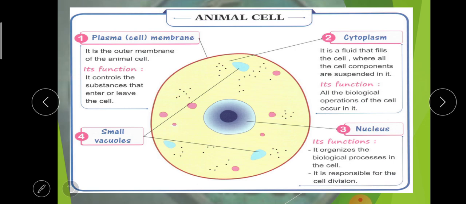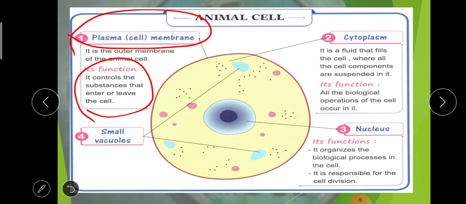So the first part in the animal cell is the plasma or cell membrane. It is the outer membrane of the animal cell, with the same function as in the plant cell. The cell membrane function is what? It's like the gardener, which controls the substances which enter or leave the cell. It surrounds the animal cell from outside. It means it surrounds the cytoplasm.